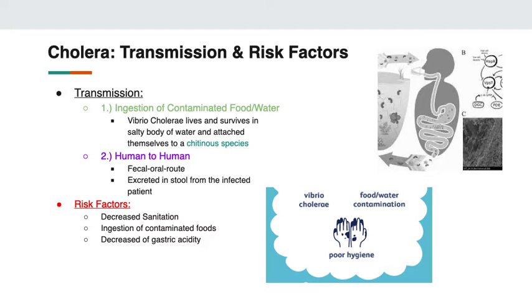Some of the risk factors. The first one is decreased sanitation, where people are unhygienic and practice sanitation poorly. The second risk factor is ingestion of contaminated foods. This is where food is not properly cooked or water is not boiled properly for safe drinking. This is where bacteria will grow and become a factor. The third risk is decreased gastric acidity. Your stomach will start malfunctioning and having problems because of cholera.